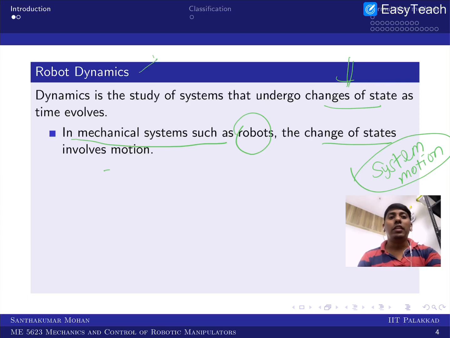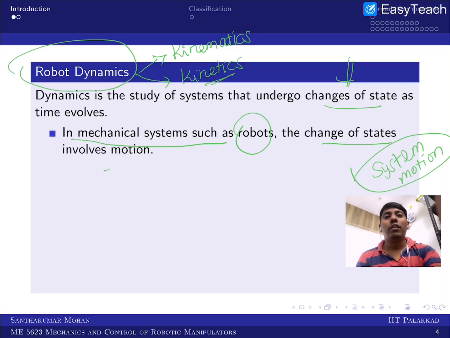We have seen that dynamics is classified into two. One is kinematics, where we are not bothering about the cause of motion, the input and inertia. But here we are going to talk about kinetics, where we talk about the inertial aspect as well as the force inputs. In general dynamics is classified into two, but in robotics we further classify kinematics and kinetics. Why is it so?